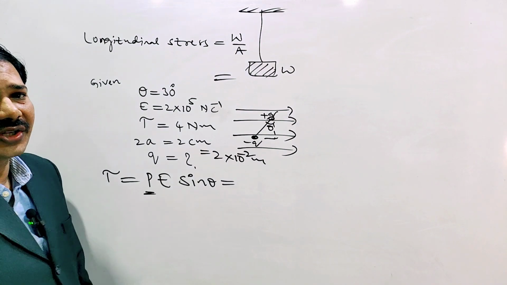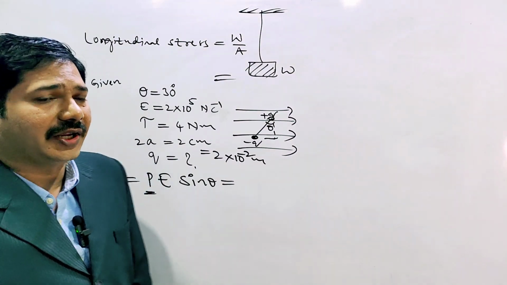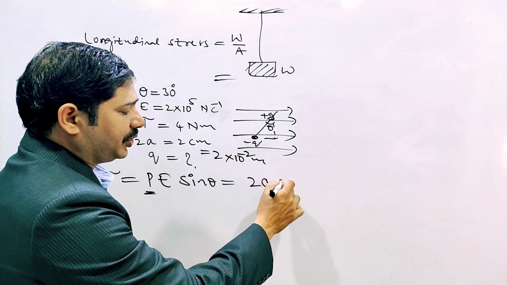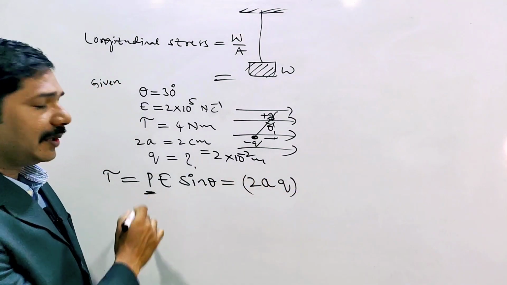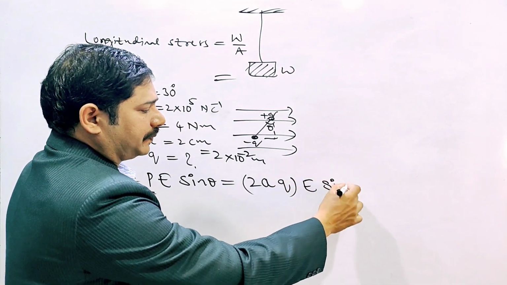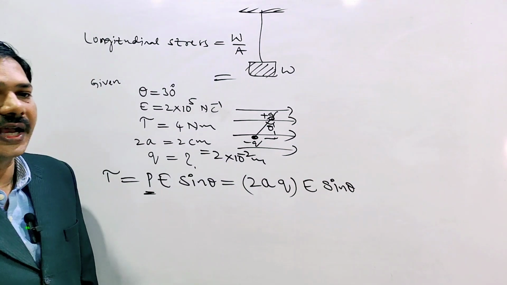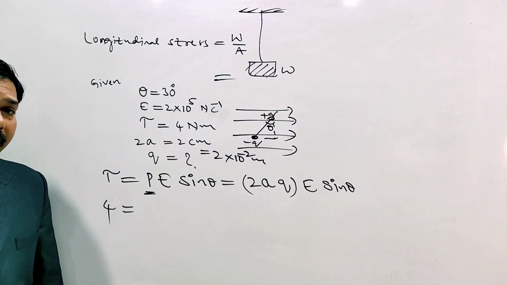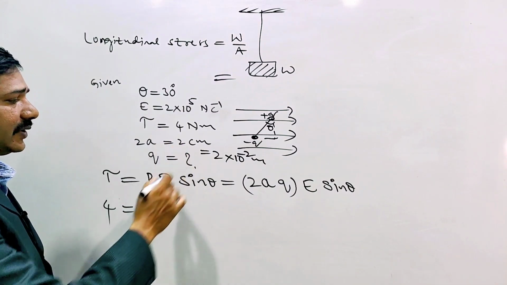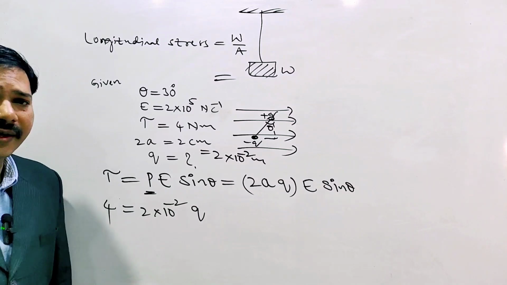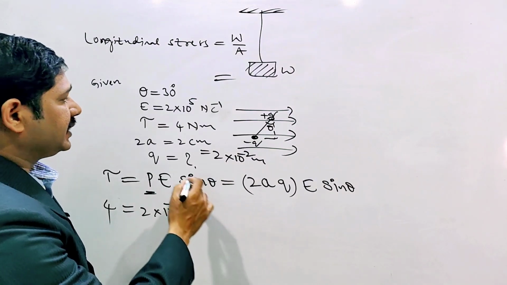Here P is not given, the dipole moment is not given. So the dipole moment formula we know is P equal to 2a into q, E into sin theta as it is. Substitute the values. Torque is 4 newton meter, and 2a is also given, 2 into 10 to the power of minus 2. The q is not given, I am writing as it is. E is given how much?